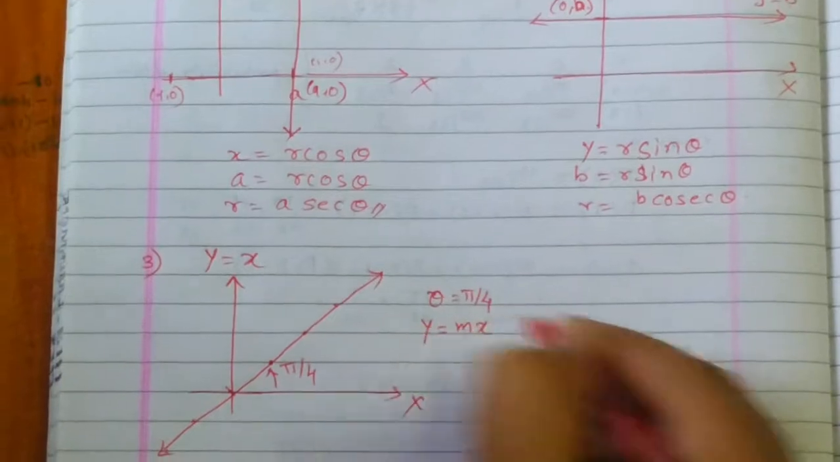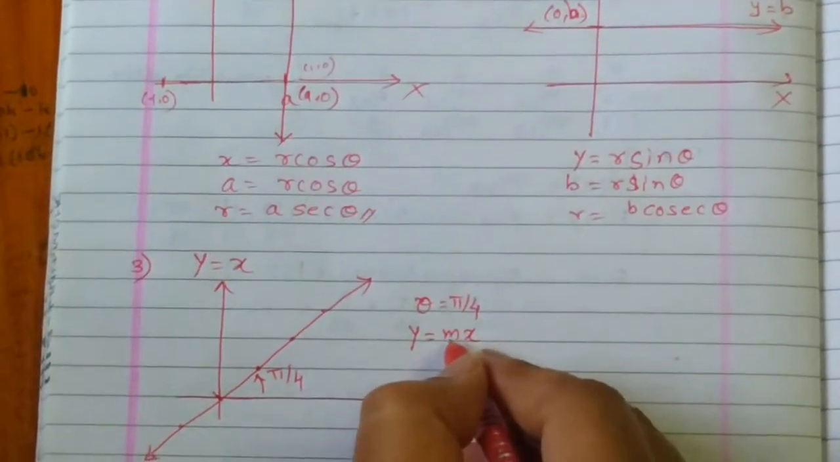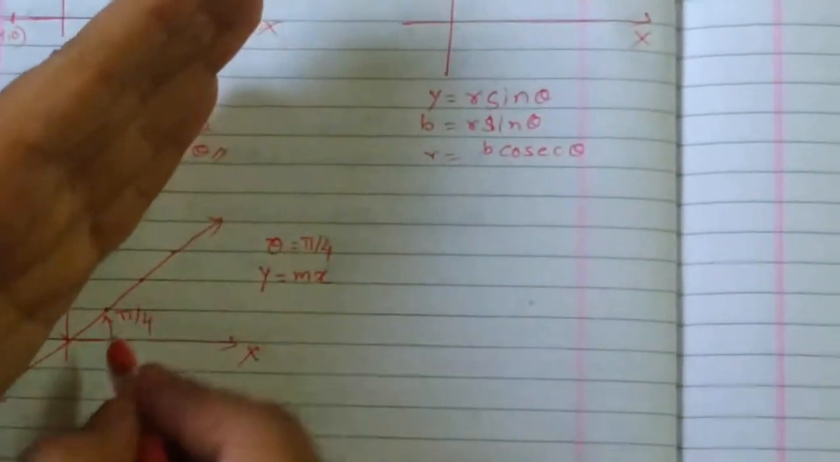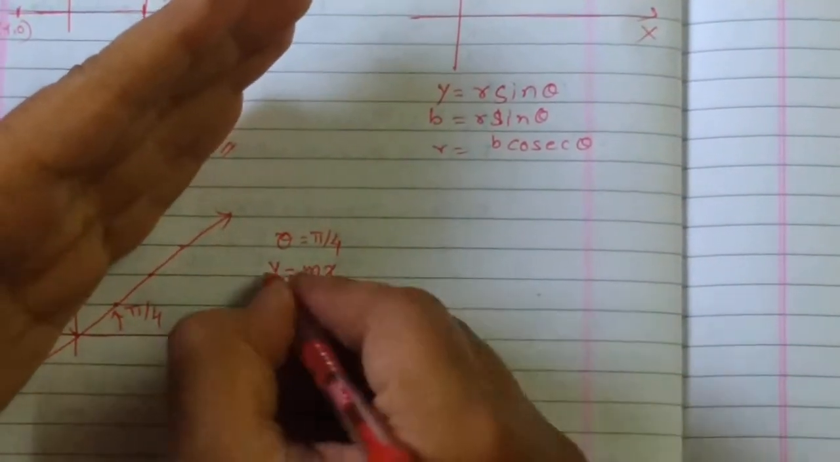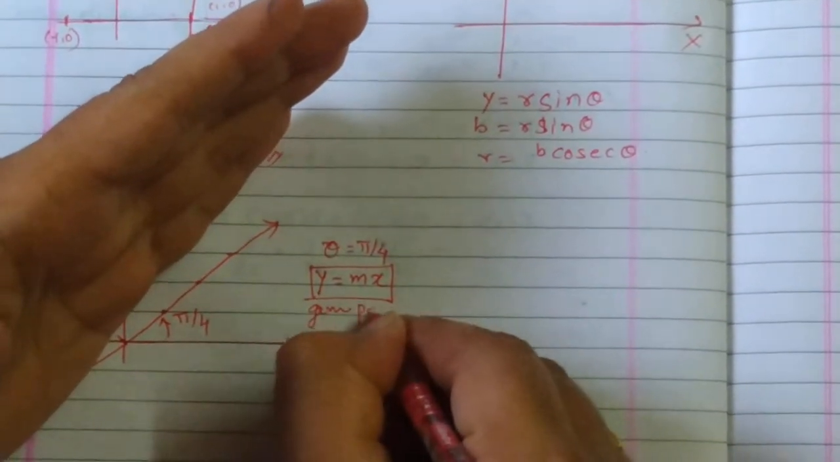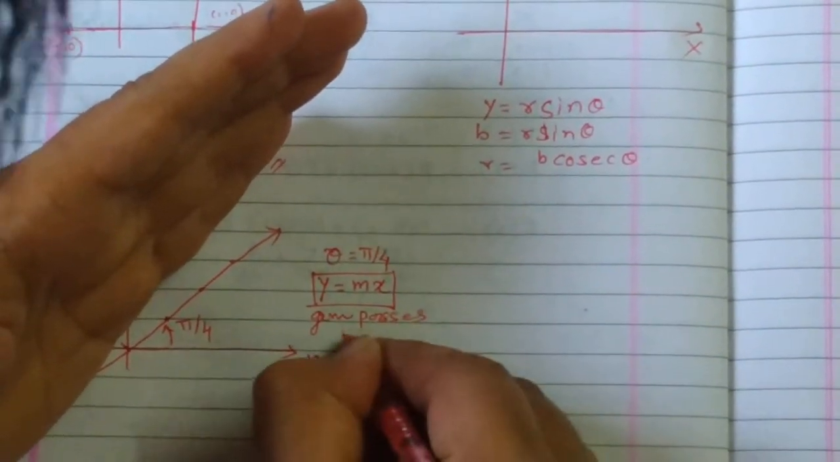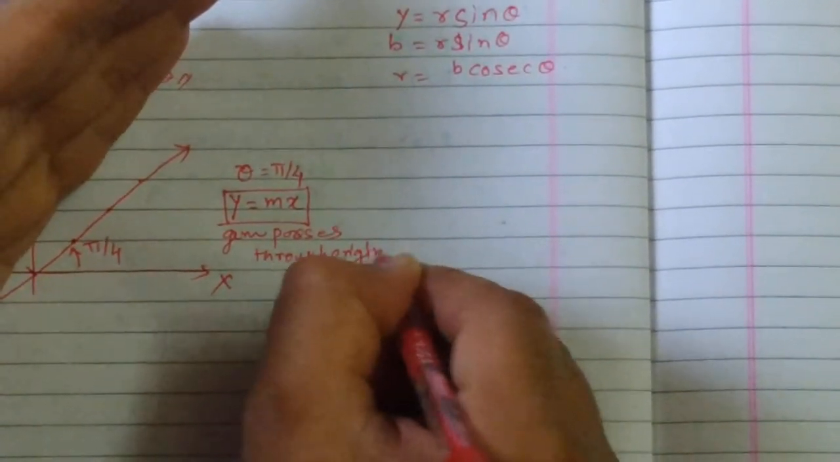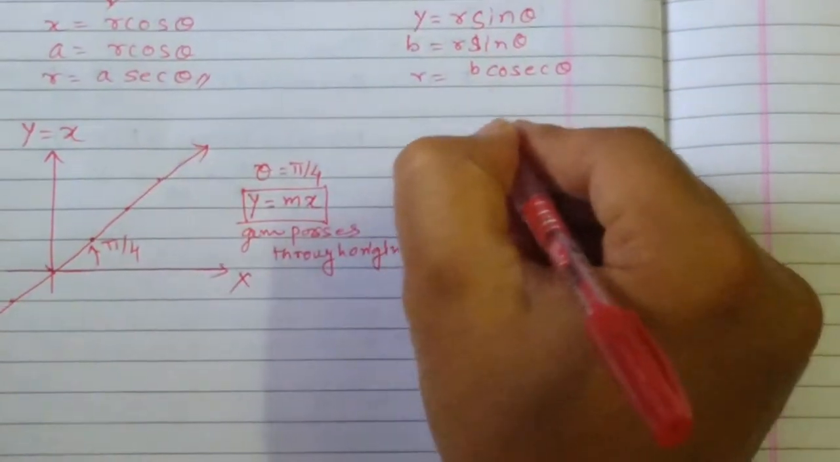In general we can represent this line as y is equal to mx. As I change the slope, it gets rotated this way, and ultimately this angle also changes. So this is the general equation of a line which passes through the origin. Just remember this.